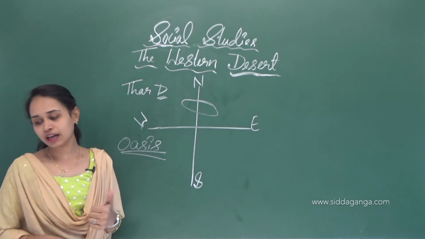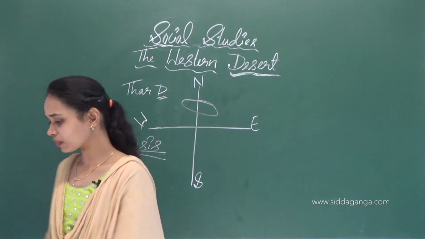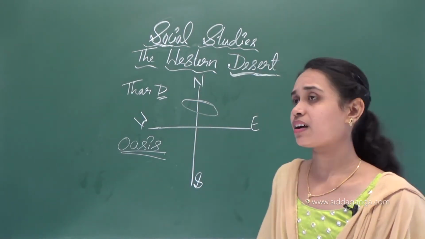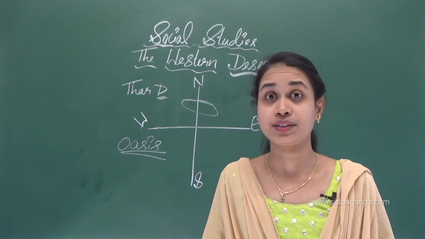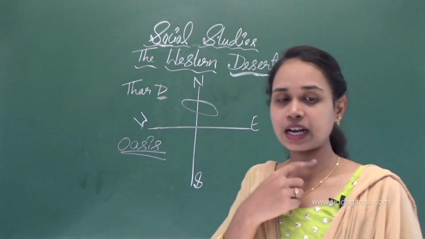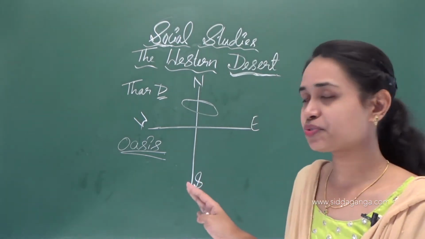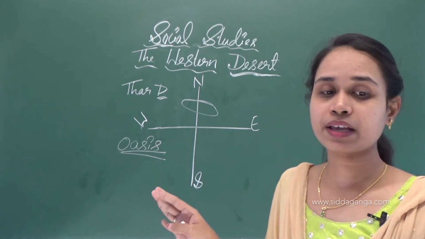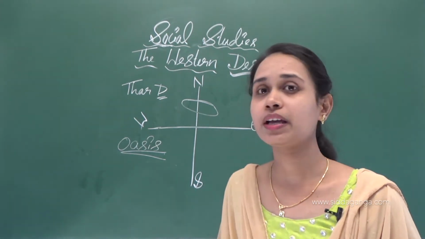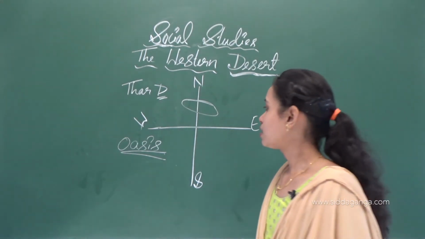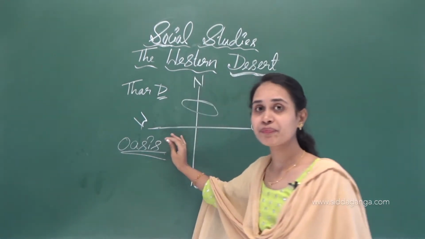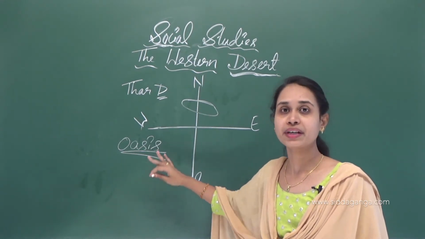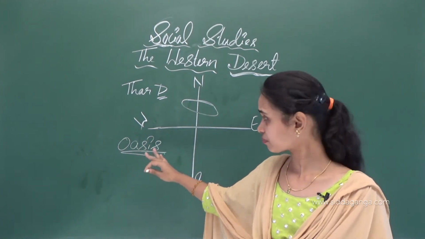A hot and dry climate means no big trees. We can't see big trees here. The climate in the desert swings between extremes, so a hot and dry climate means that big trees cannot grow here. We can't grow big trees in the desert area, in the western part.